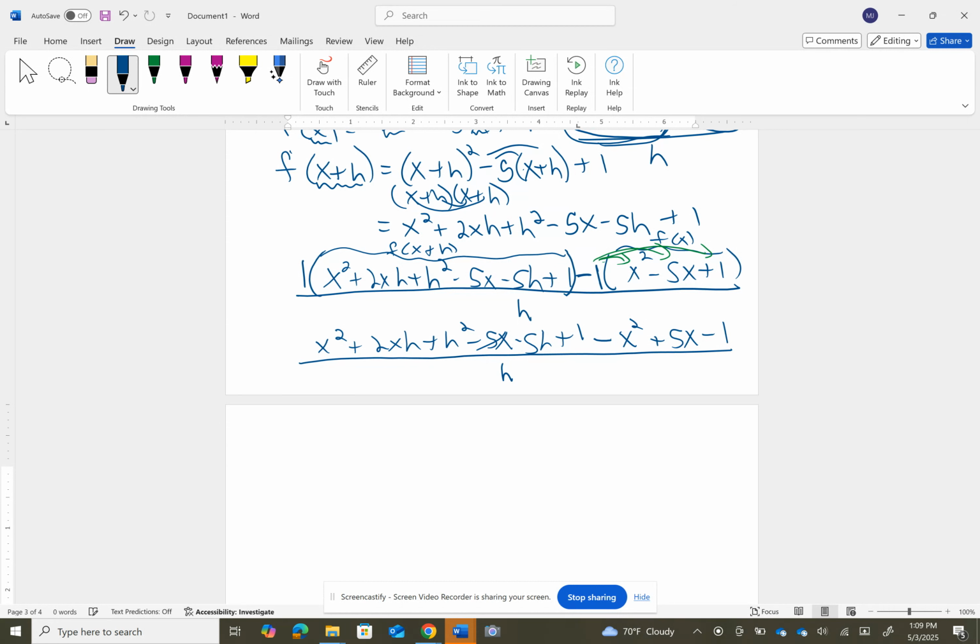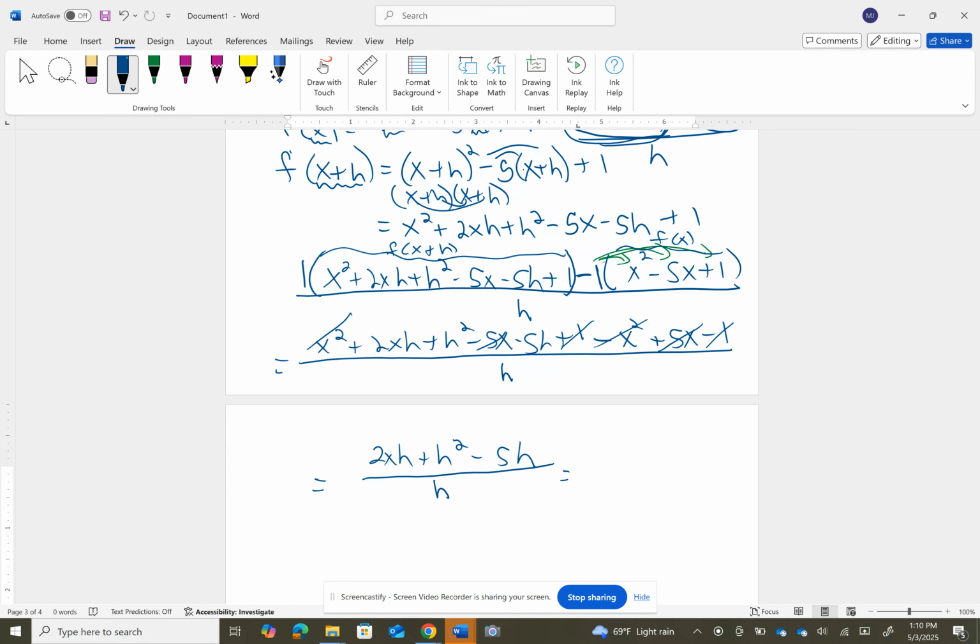So your x's are going to cancel. Your 1 and negative 1 would add up to be 0. And there's a negative x squared and a positive x squared. So we get a 2xh, an h squared, and a minus 5h that we're left with, with an h below there. Okay.